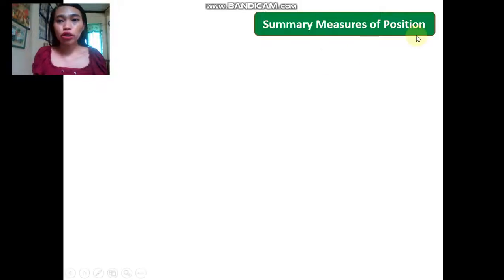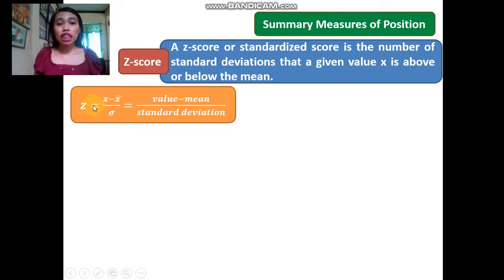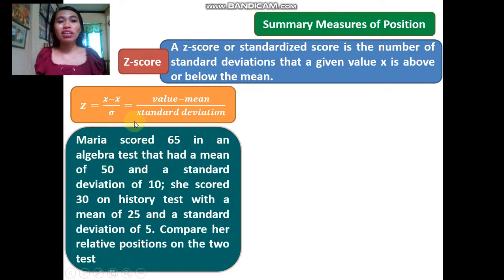Class, let's have a summary measure of position, the z-score. A z-score or standardized score is the number of standard deviations that a given x is above or below the mean. This is the formula for solving the standard score: x minus the mean, all over the standard deviation.